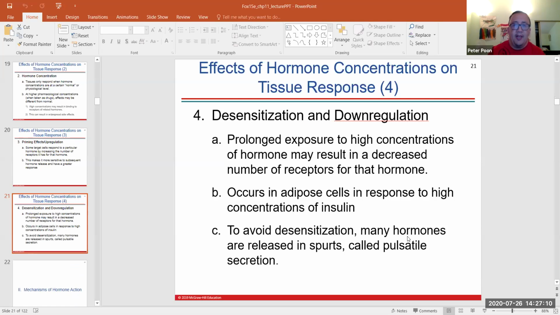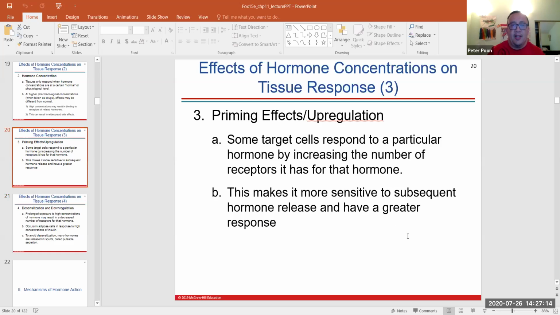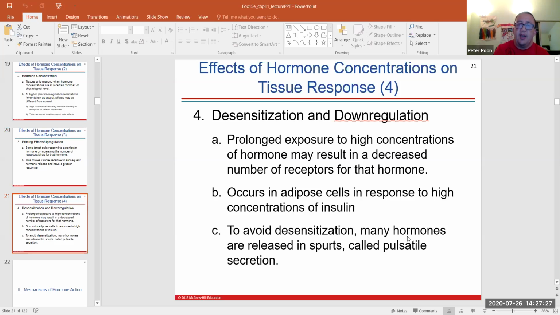So priming effects: upregulation. Some target cells respond to a particular hormone by increasing the number of receptors they have for that hormone. This makes the cell more and more sensitive to that hormone. The other thing is desensitization and downregulation. This is the more common thing.